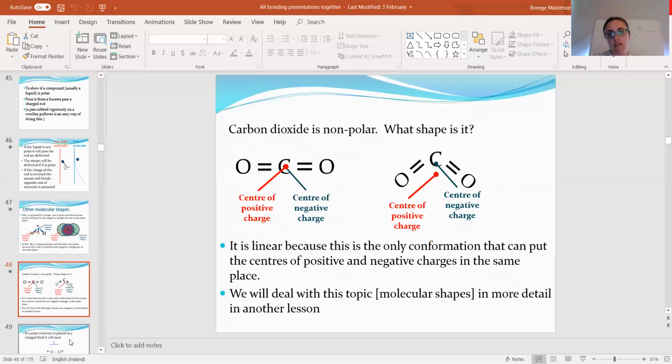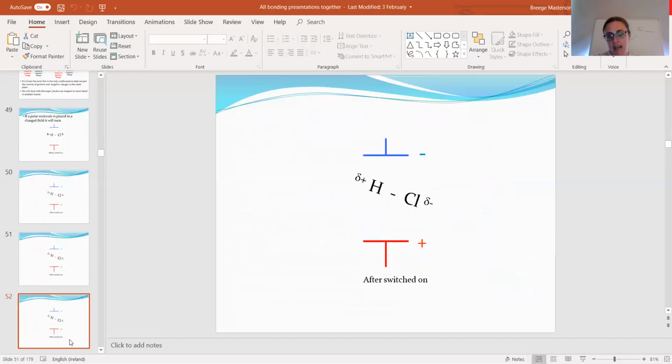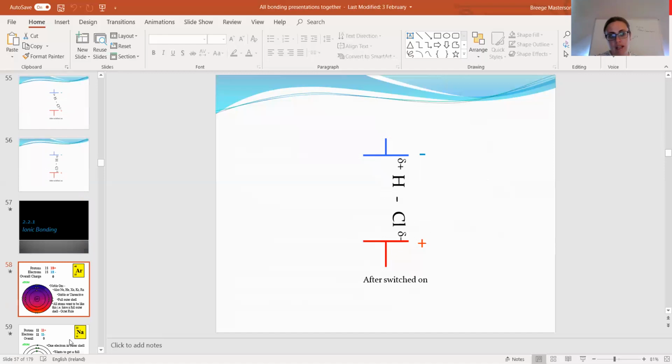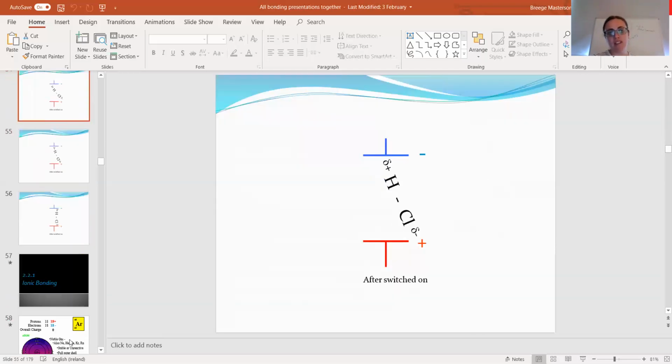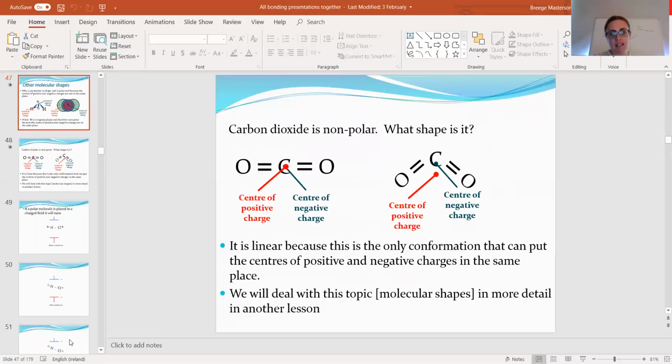So again, that's talking about what happens when you move along, and that's really as far as I want you to get this week. So that's just taking a look at the shapes of molecules, the naming of molecules, and then we'll be on to ionic bonding.